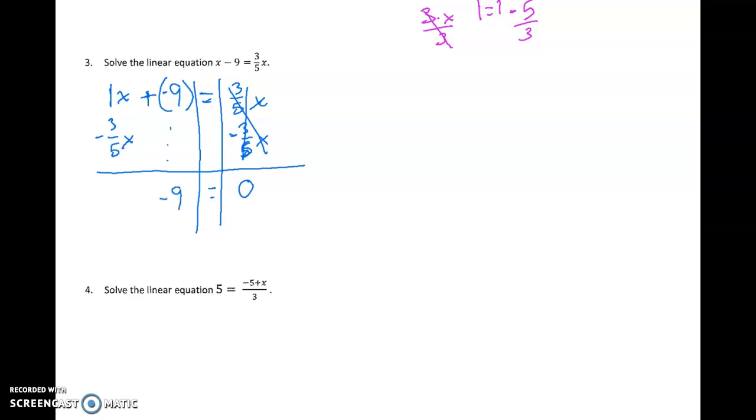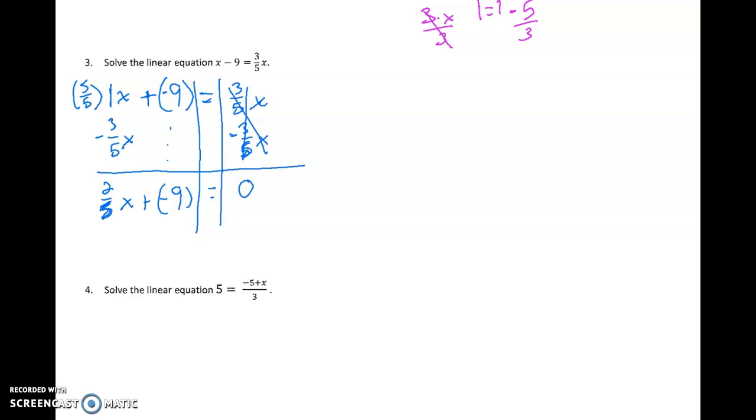Bring down my negative 9. Now, if I have 1x and I take away 3/5 of that x, I'm left with 2/5 of that x. If you need to, bring down your plus sign. You can absolutely change this into a common denominator, 5/5. 5/5 minus 3/5 is still going to be 2/5. Okay, but if you can see it in your head, that's fine too.